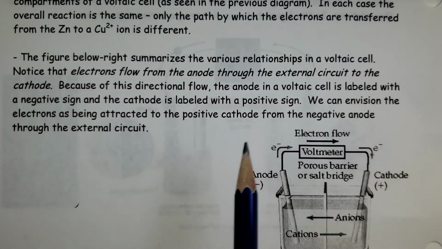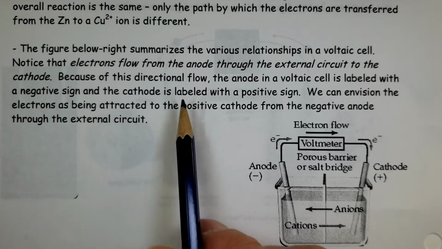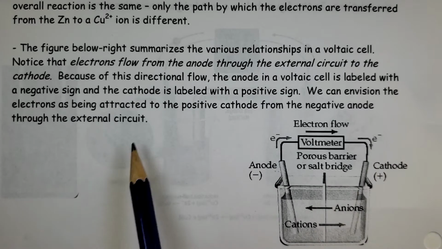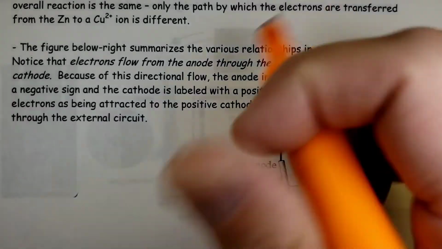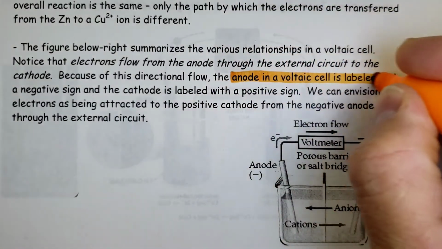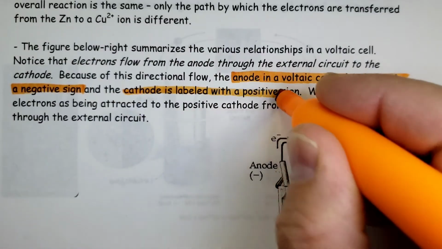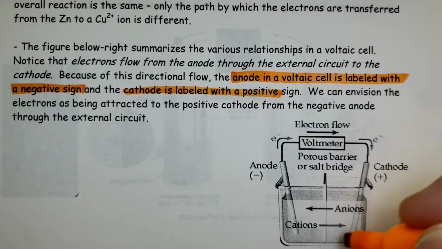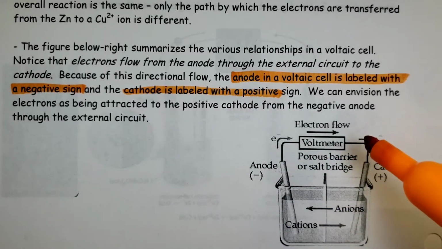The figure below right summarizes the various relationships in a voltaic cell or electrochemical cell. Notice that the electrons flow from the anode through the external circuit to the cathode. Because of this directional flow, the anode in the voltaic cell is labeled with the negative sign, because that's where the electrons are being removed from. And the cathode is labeled as positive, because the electrons go there, where they quickly get taken up by the positive ion in solution and deposit on there. So we can envision electrons as being attracted to the positive cathode from the negative anode.